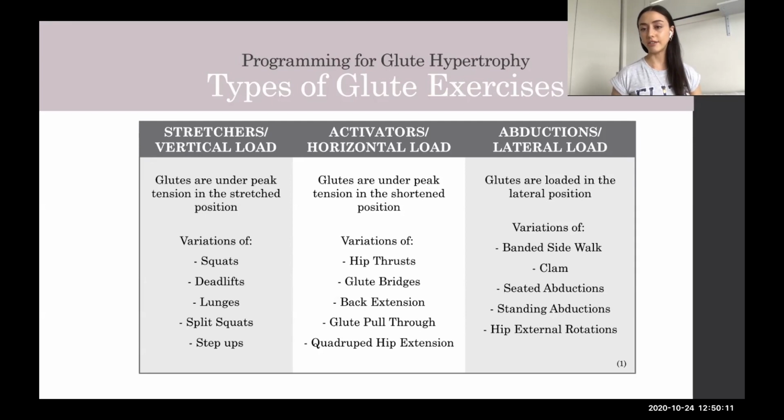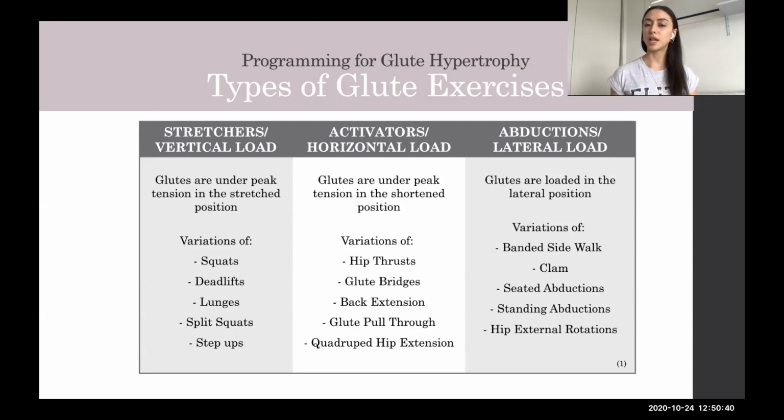And then we've got activators. So this is where we'll be contracting and squeezing our glutes, and that's when they're under peak tension. And this is like your variations of your hip thrust, your glute bridges, your rounded back extensions, your kneeling banded hip extensions, your glute pull throughs. And these exercises also all include unilateral variations. So single leg hip thrust, single leg glute bridges, etc.